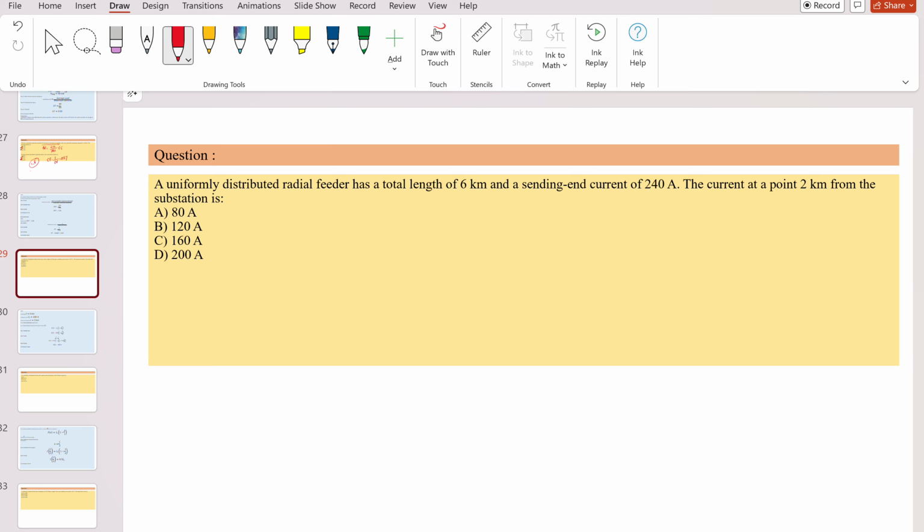Okay. Try to solve this. This is also important. This is from the feeder side, which we have seen, and after that, this will be the one problem. Try to solve, and after that, I will give the answer.